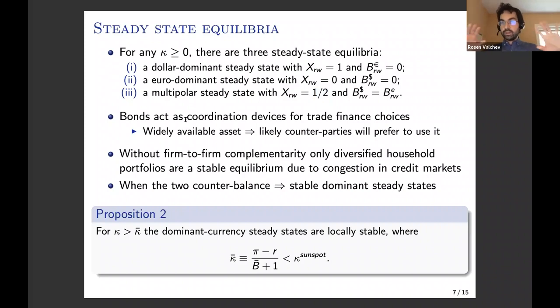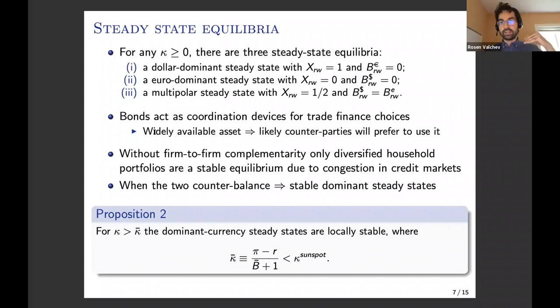Now, up to this point, if I only think about this financial friction, anything goes. If households just change their portfolio composition, they can go one way or another way. Now, I want to make this a little bit more stable through time. So that's where the interaction of the two coordination incentives is going to take place, and they're counterbalancing each other.